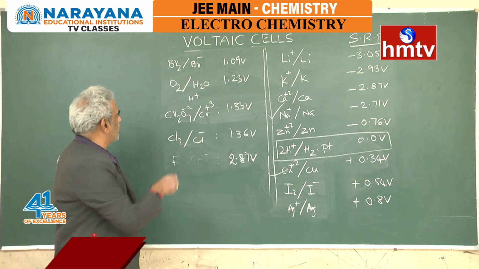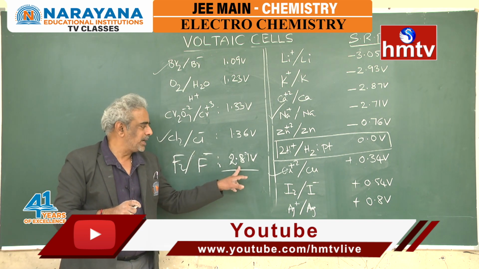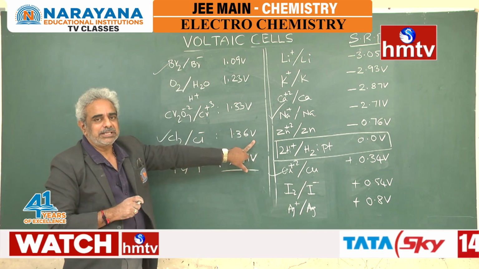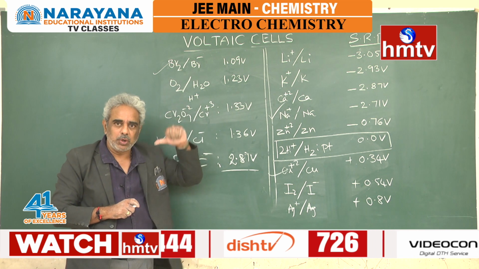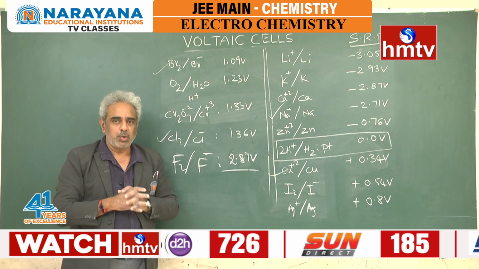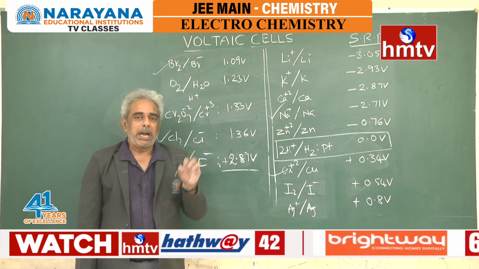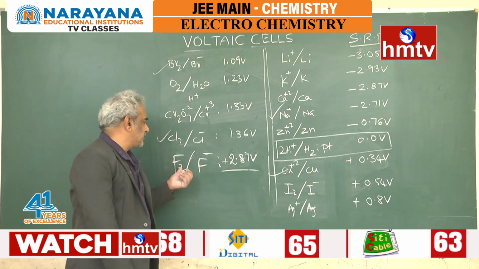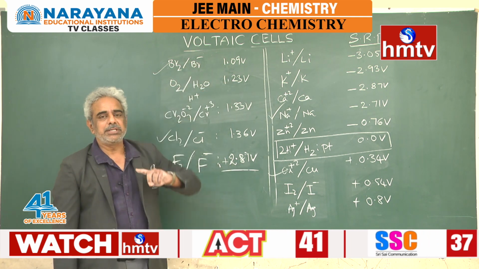Coming to the non-metals, suppose you compare chlorine, bromine and fluorine. Fluorine to fluoride, there is a tendency of 2.87 volts. Chlorine to chloride, 1.36 volts. Bromine to bromide, 1.09 volts. All are reductions only. So which element has got greater tendency to undergo reduction? Fluorine, obviously, because the potential is more positive. Greater the reduction potential, greater the tendency to undergo reduction. So fluorine's tendency to undergo reduction is much higher compared to bromine's.